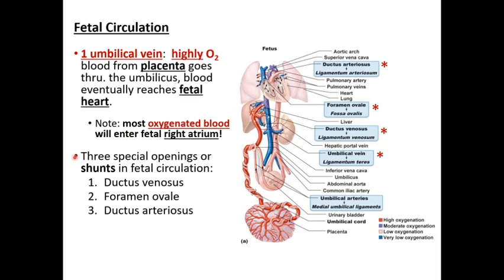We will also discuss these special openings, these special shunts in fetal circulation. They're called the ductus venosus, foramen ovale, and ductus arteriosus that we'll get into in the next slide.